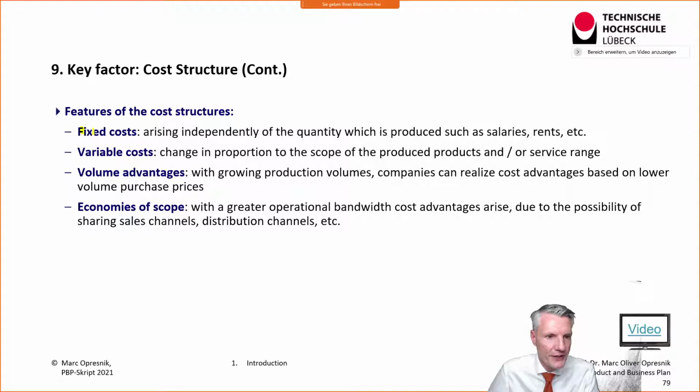There are fixed costs. They arise independent from production. So these are, for example, rents you pay for having a factory on a certain piece of land. This is usually HR, personnel, overheads, staff, investment. Variable costs are all the costs that go into the production of the product. Depending on the product, could be aluminium or, I don't know, cotton, whatever. So they change in proportion to the scope of the produced product.